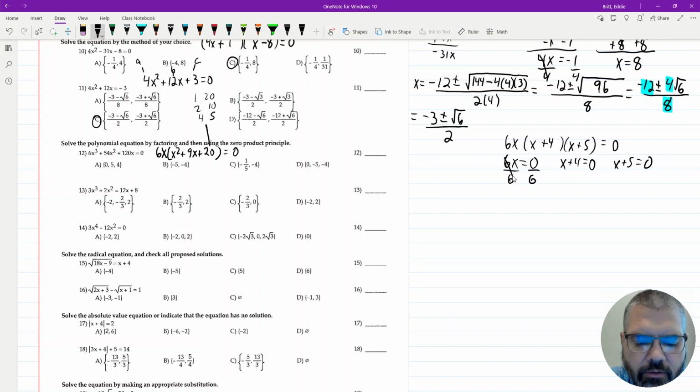So this first one, don't forget, 0 divided by 6, that's 0. So x equals 0 is in my solution set. Then minus 4, x equals negative 4, minus 5, x equals negative 5.